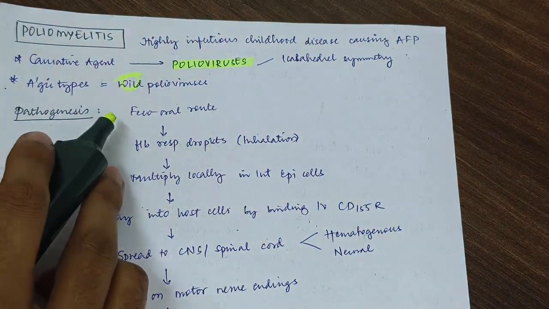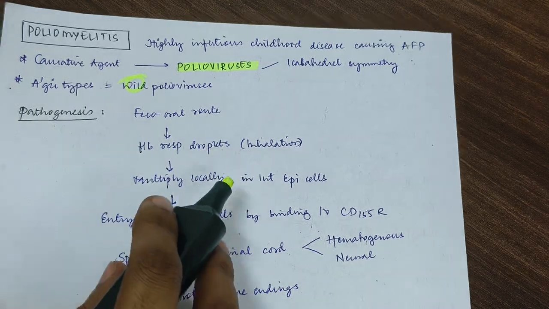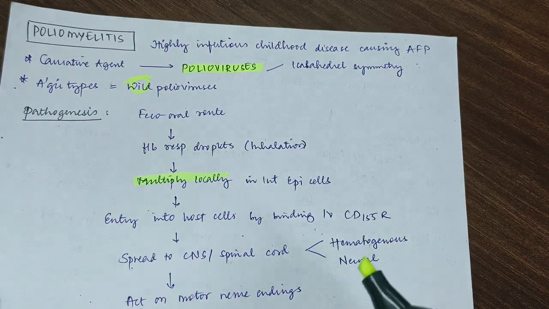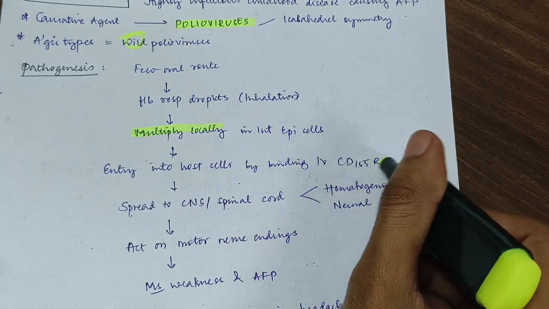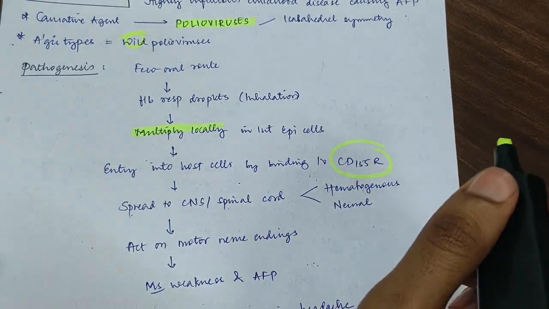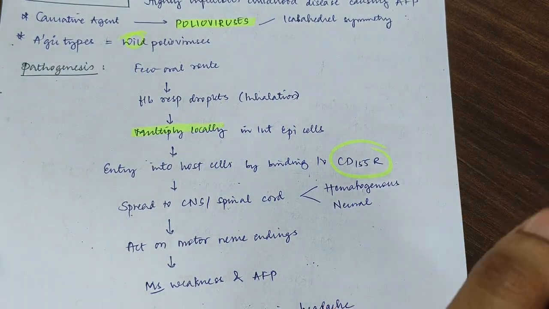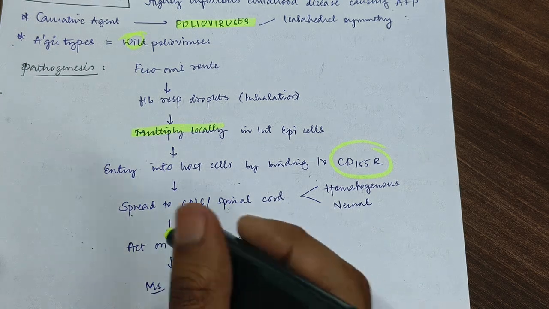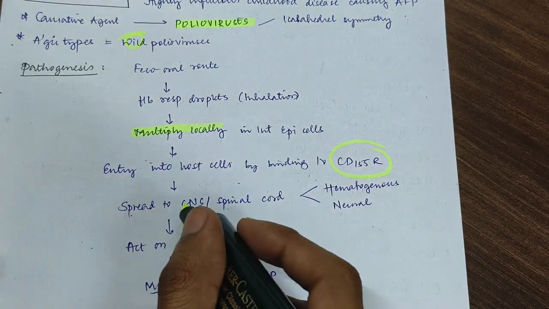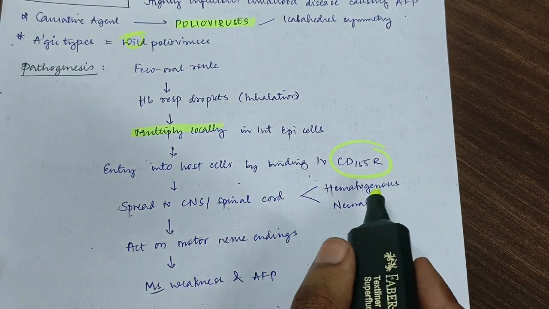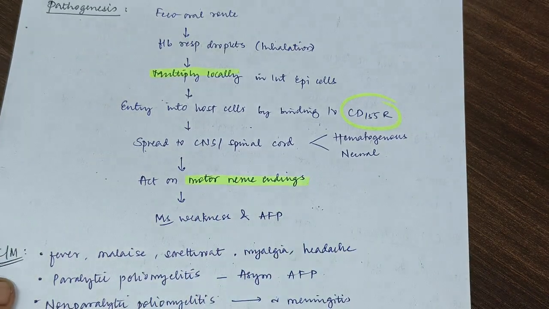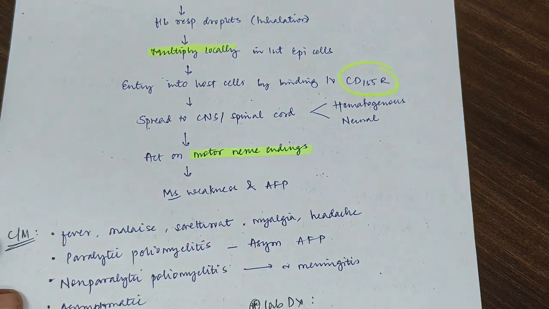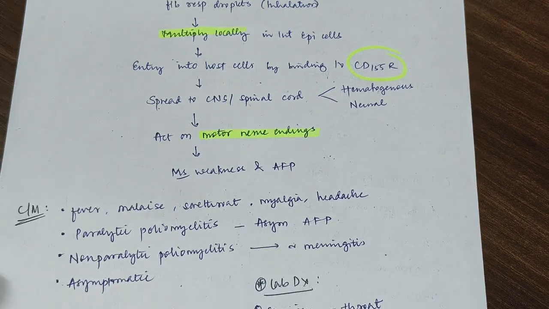Pathogenesis: fecal-oral route, followed by respiratory droplets, leading to multiplication in the local areas of the intestinal epithelial cells, then entry into the host cells by binding to the CD155 receptor. Then it spreads to the CNS or spinal cord via the hematogenous route or neural route, acts on the motor nerve endings at the last, leading to muscle weakness and acute flaccid paralysis.